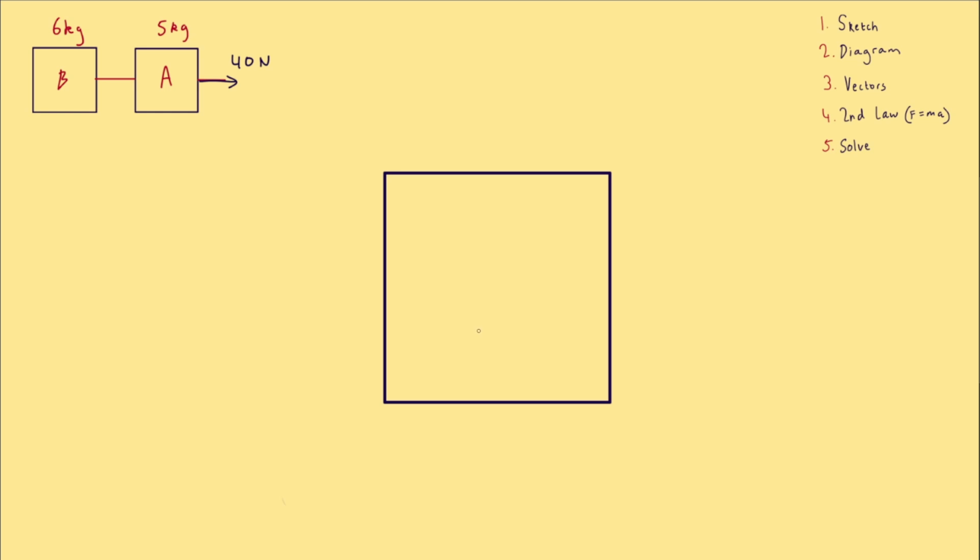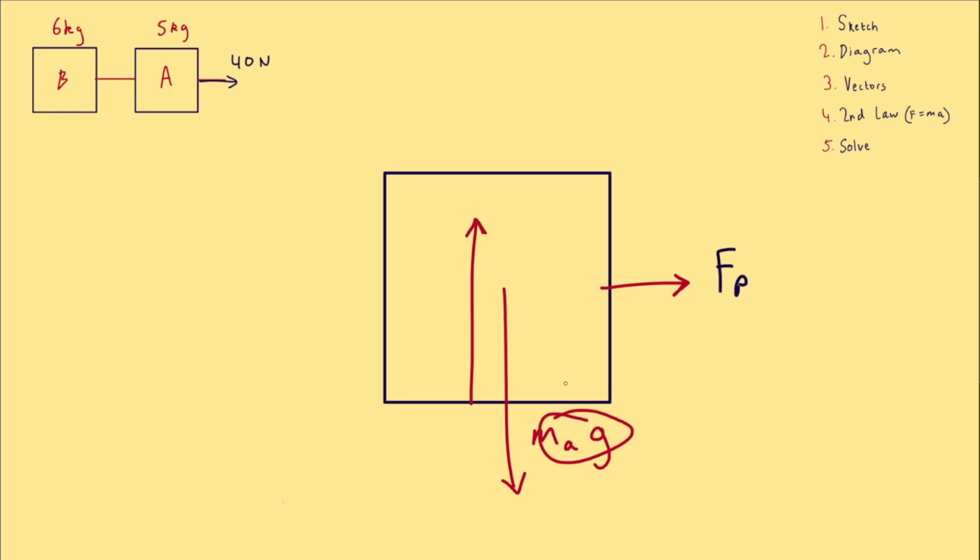Let's think about the forces acting on this box. So let's choose the most obvious ones first. Obviously, we got the pull here, so FP. We also have gravity, because gravity is always there. Gravity is mg, but we're going to label it as mAg to show the mass of A, which is 5 kilos. There's also the normal force counteracting this gravity, which we'll call FAN.